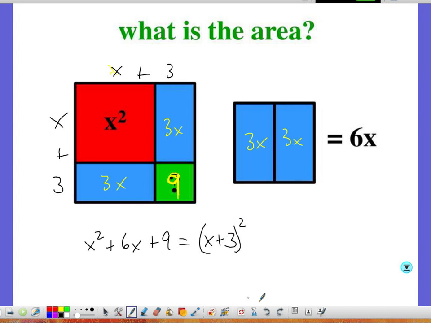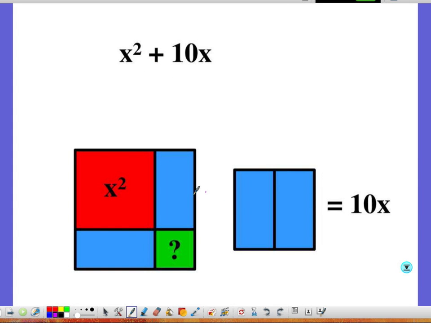Can you see how in the beginning I gave you this information? I gave you that the area of this red square was x squared, which is right there. And then I gave you 6x, which is right here. So just having this information right here, I was able to find the rest. Plus 9 is equal to x plus 3 squared.